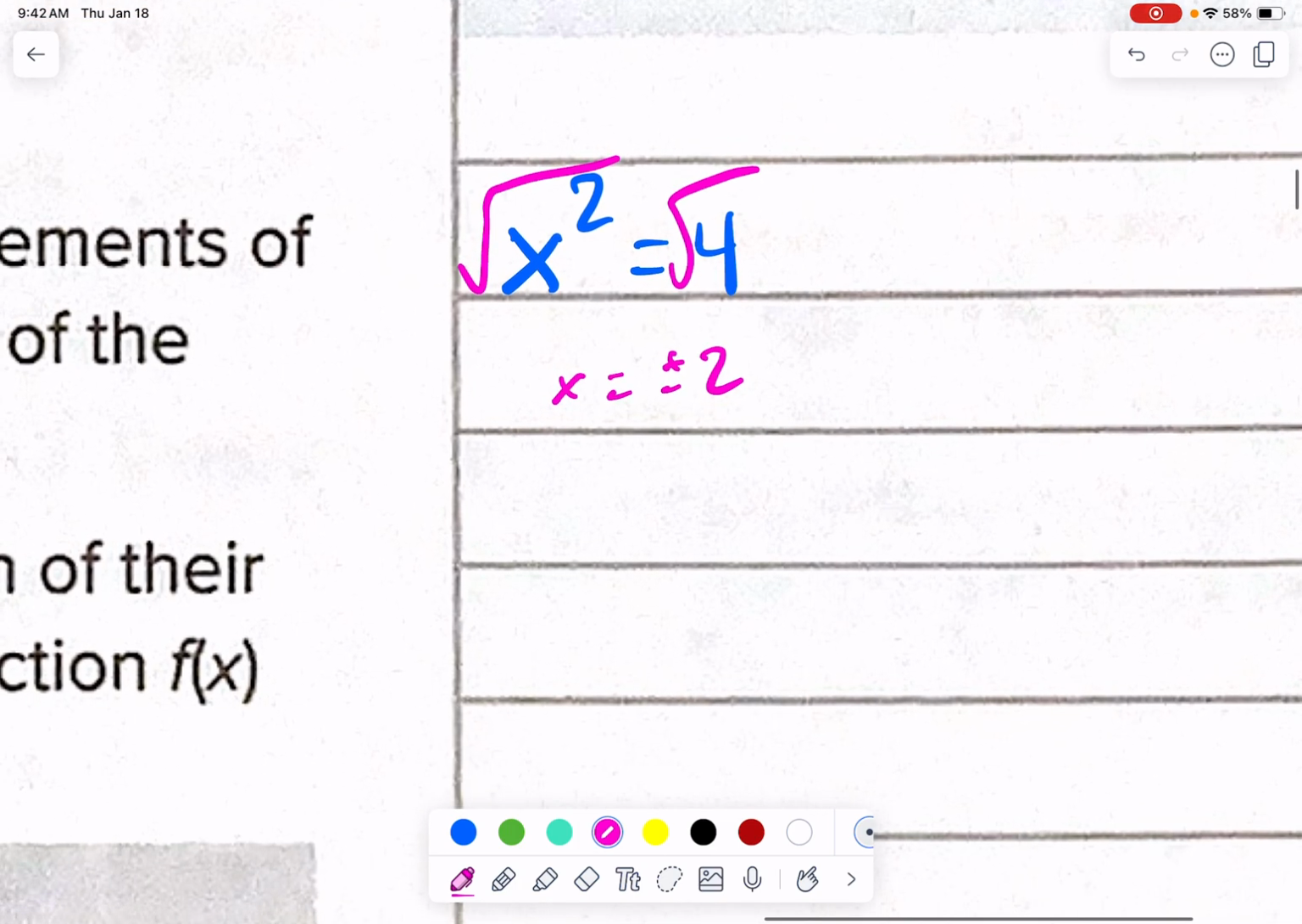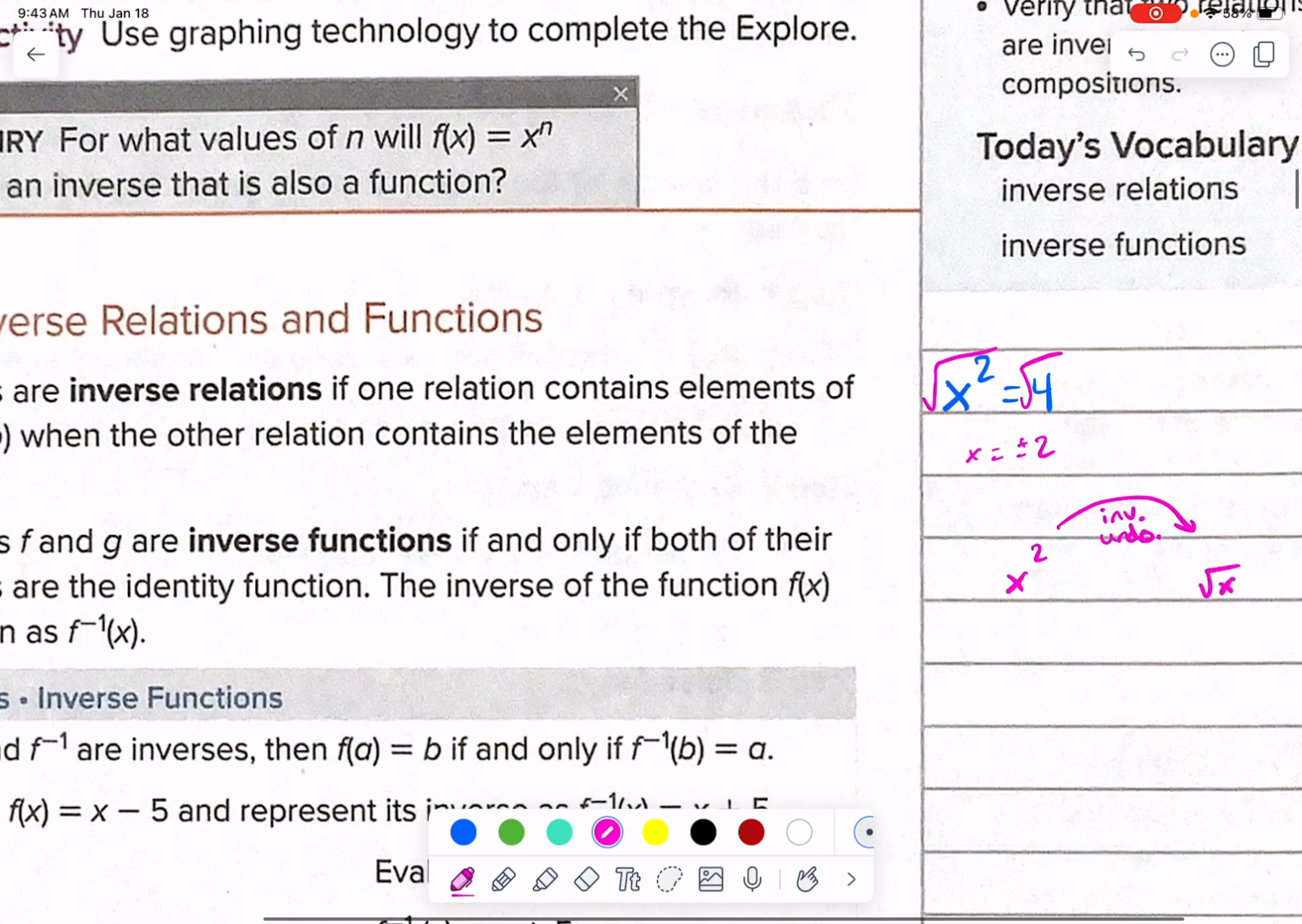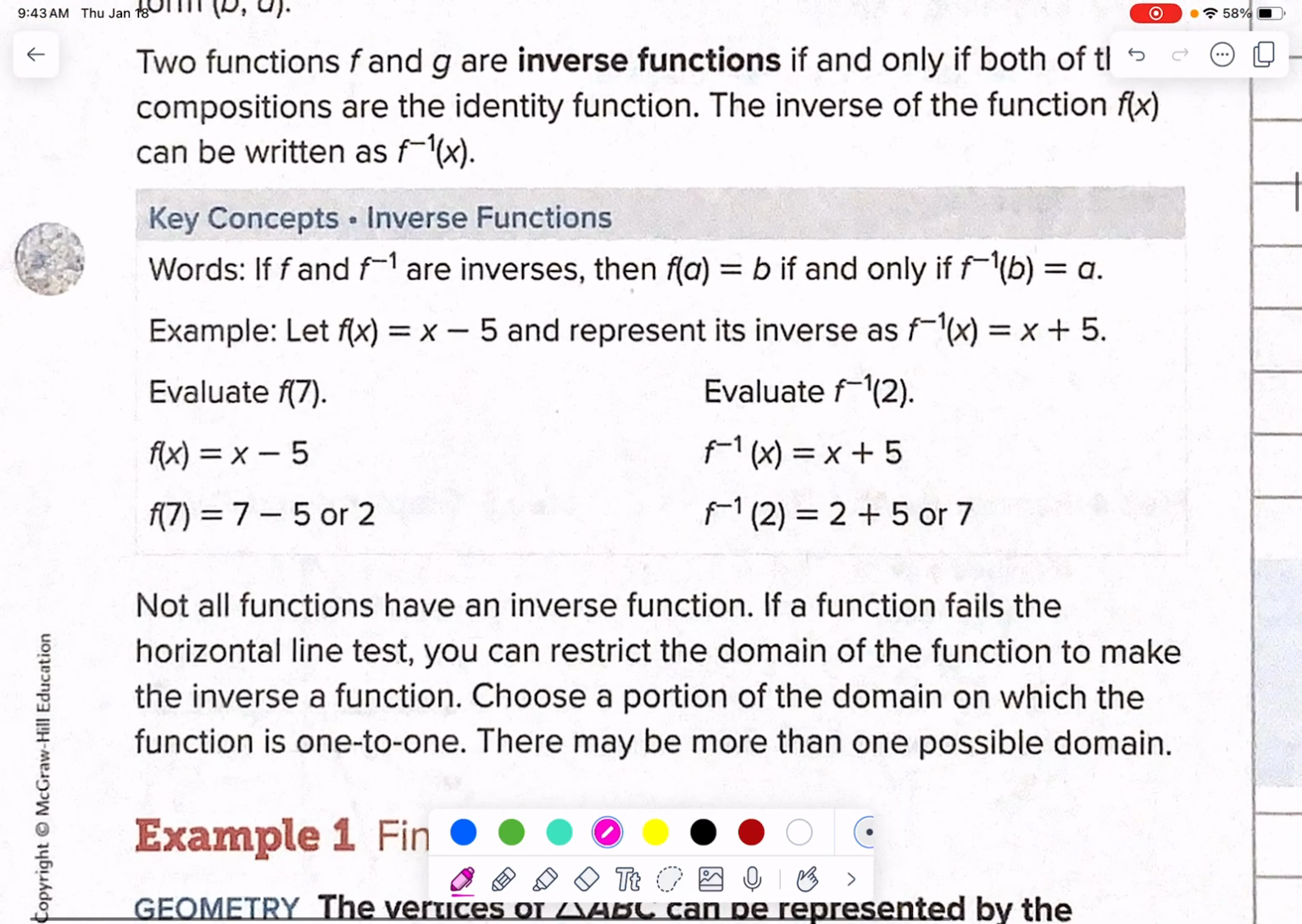So when we have x squared, the thing that undoes it is the square root, okay? And those are things that are called inverses. Same thing with, like down here, if the original function is x minus 5, the thing that will undo that is x plus 5. Those two things are inverses of each other.